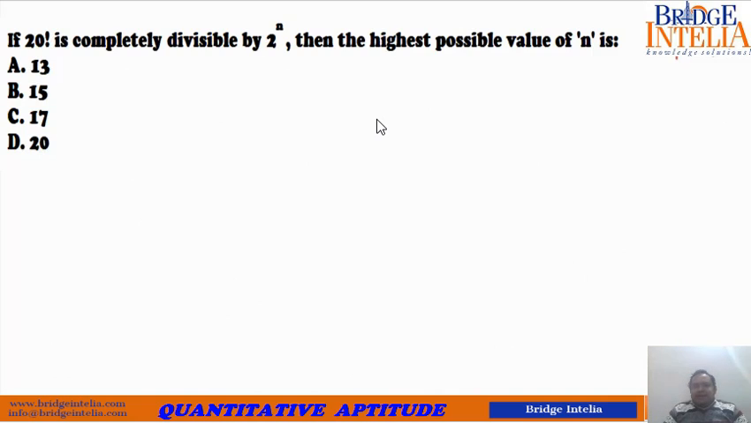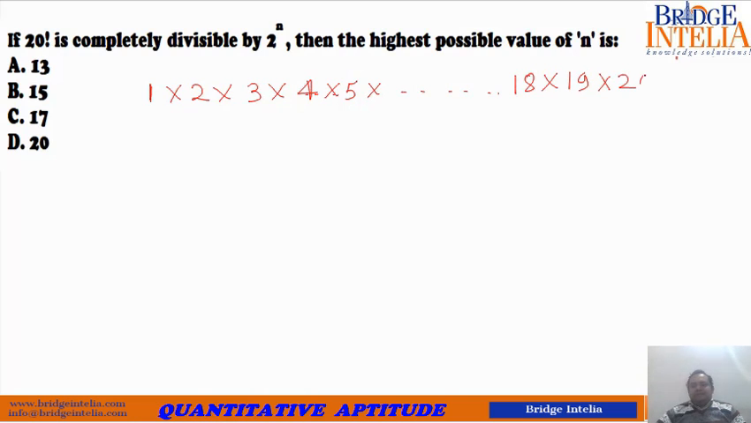If 20 factorial is completely divisible by 2 to the power n, then the highest possible value of n is equal to what? So what is 20 factorial? Product of these numbers 1, 2, 3, 4, 5 up till 20. So this is completely divisible by 2 to the power n. We have to find the maximum possible value of n.